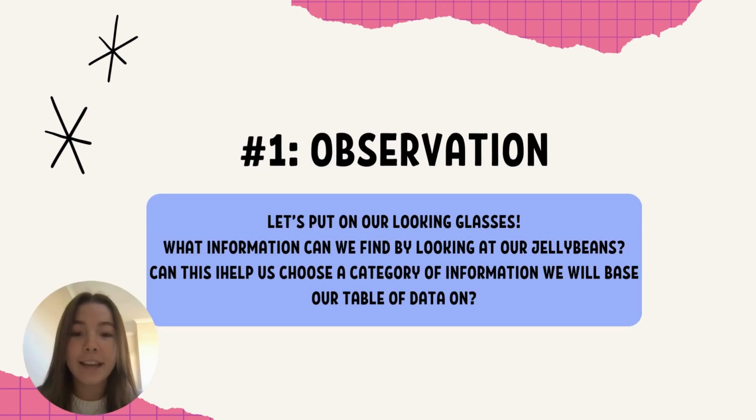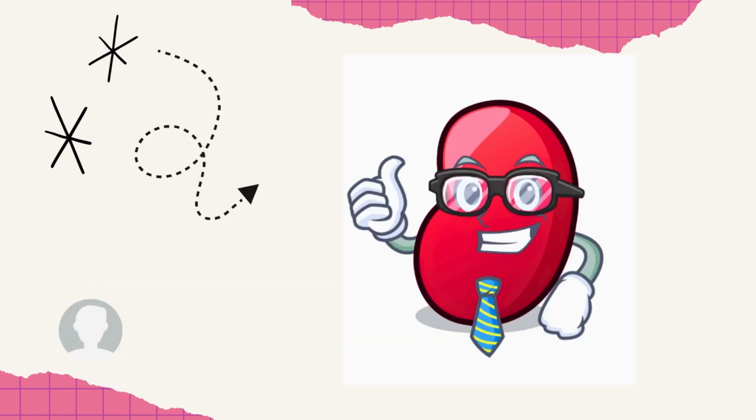All right, our first step is we need to put on our looking glasses. We need to look and find that information. We're going to do that by having a look at our big bag of jelly beans and observing the information that we can find. What we see is going to make up the observations to find the specific type of data that we're going to be basing our table off. We need to think about what sort of things we can see. Are we looking at size, color, flavor? We need to use our thinking caps to see what information we can organize this data by.